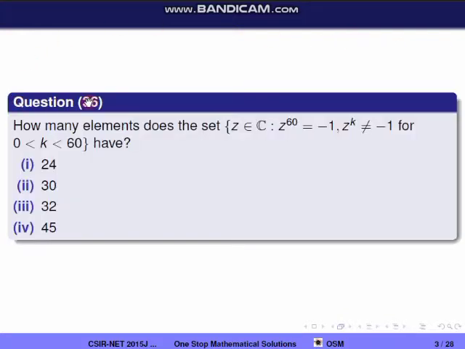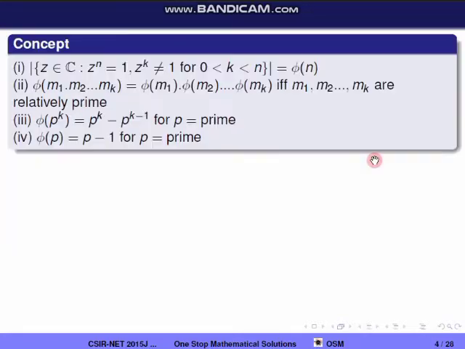Question 36. How many elements does the set of all z in C such that z power 60 is equal to minus 1, z power k not equal to minus 1 for 0 less than k less than 60 have? So we have to find the cardinality of this set. We look into the concept used.